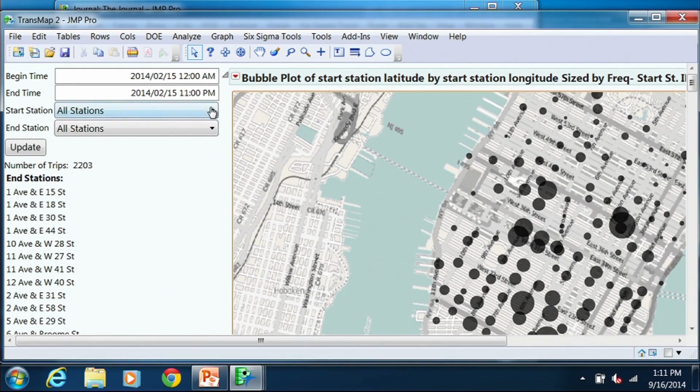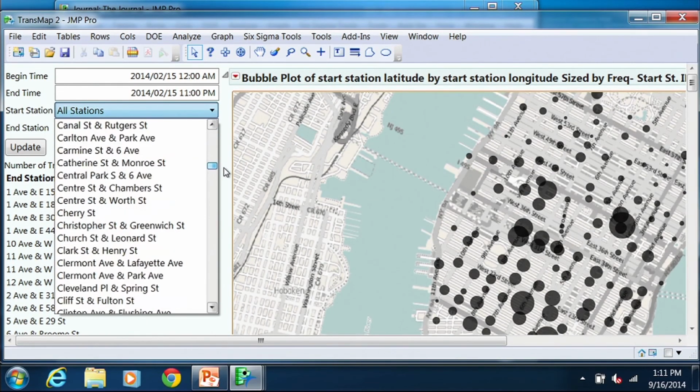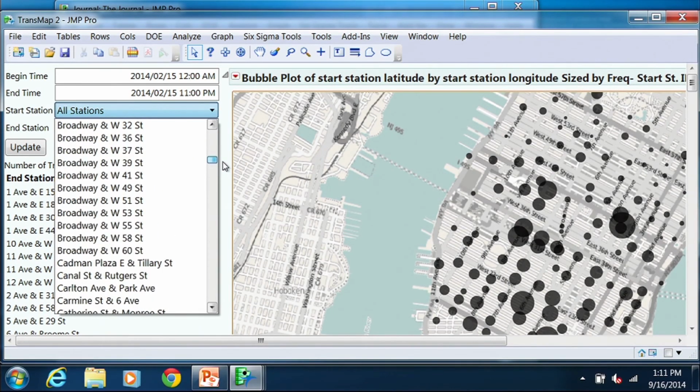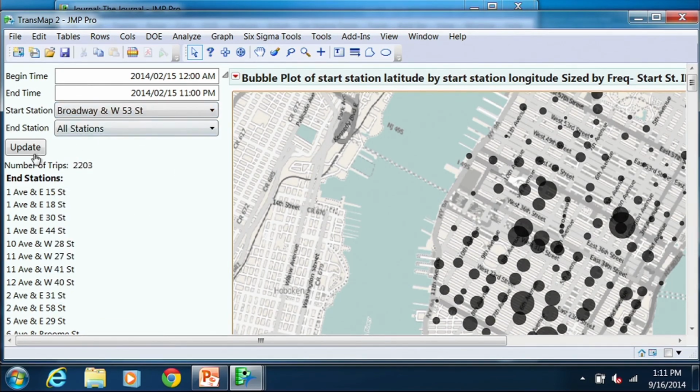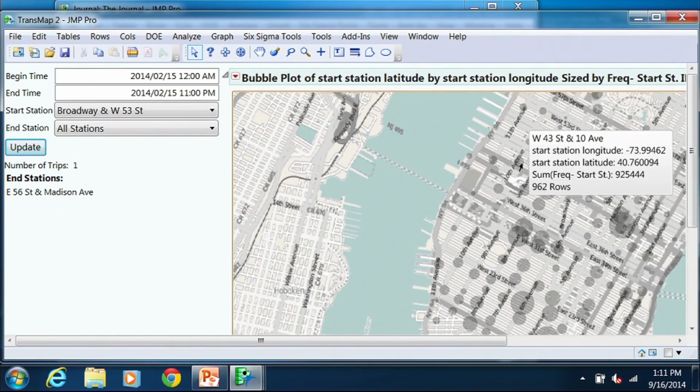I might want to come in and pick a particular station. So maybe I want to look at one of my stations, Broadway and 53rd, and I might want to update and say, you know what, I know Broadway to 53rd, there was one trip during that 1 hour. So of those 2,203, I can kind of go through my application and then scale down and say, where were the frequency of trips? How were the stations being used?